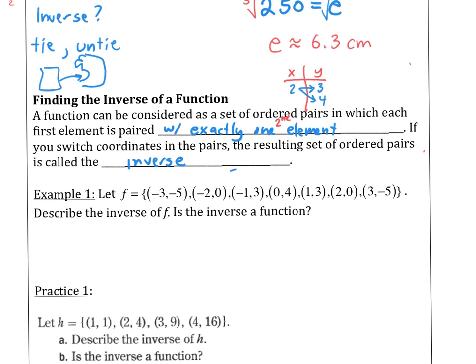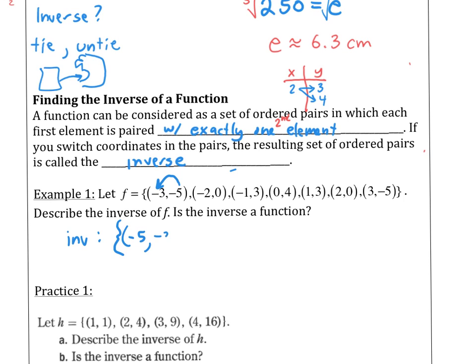So the inverse of that says, what function inputs this and outputs that? So it's probably easiest to put it in a table of values, but we could also say that the inverse, and we can just describe it in this way.